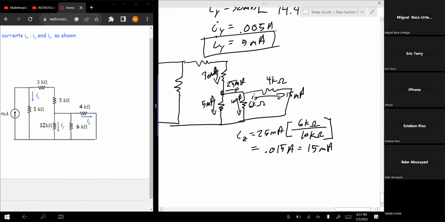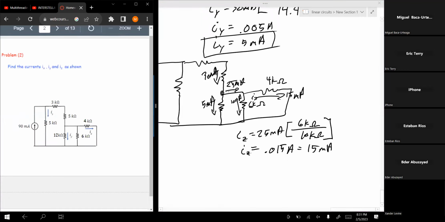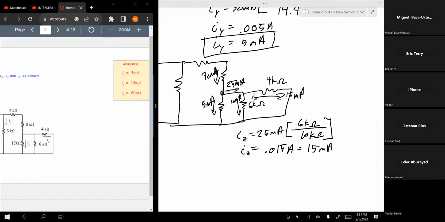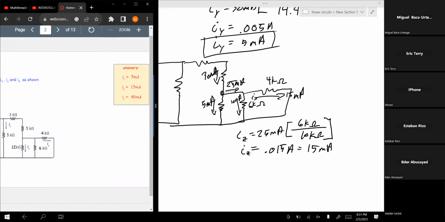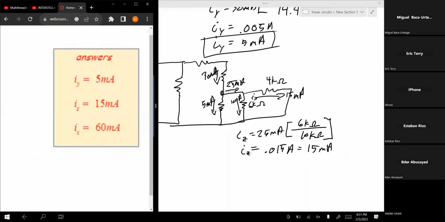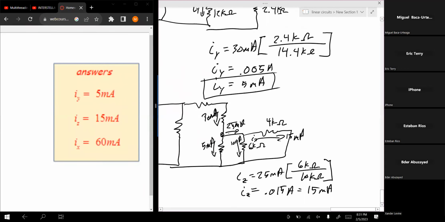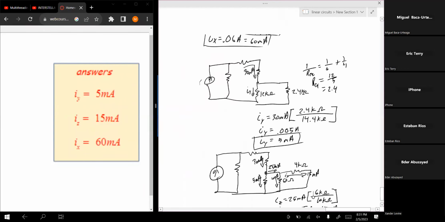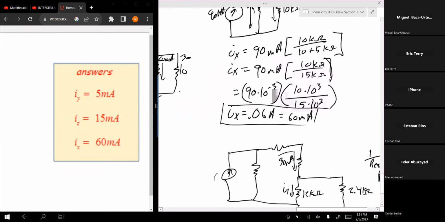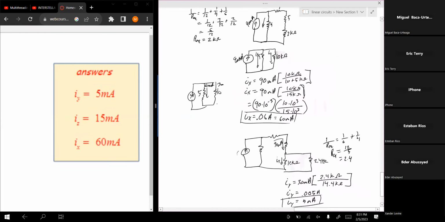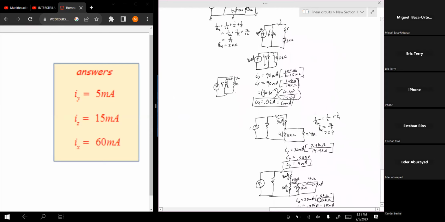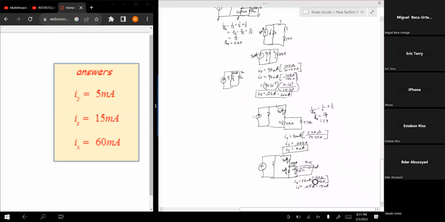It just makes sense. So let's look at what our answers are. IZ, this one right here, I don't know why it's out of order here, but IZ should equal 15 milliamps. IY is going to equal 5 milliamps, which we have right here. And then we have IX is going to equal 60 milliamps right there. And that's a pretty good example for circuit reduction there.